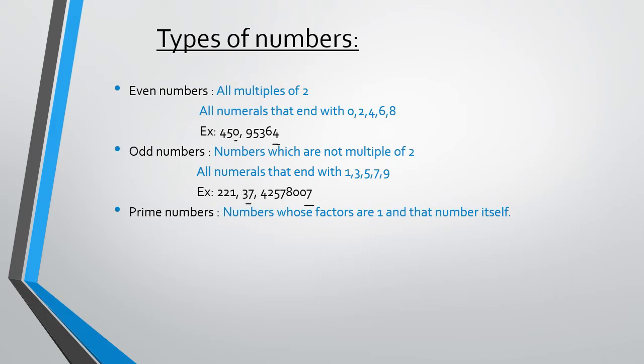Let's move on to the next type of number, prime numbers. What are prime numbers? Any number that can be divided only by 1 or that number itself is called a prime number. Here I have shown an example, 17 and 23. Now we can divide 17 only by 1 or 17 itself. Similarly, 23 can be divided by 1 and 23 itself. This kind of numbers are called prime numbers.